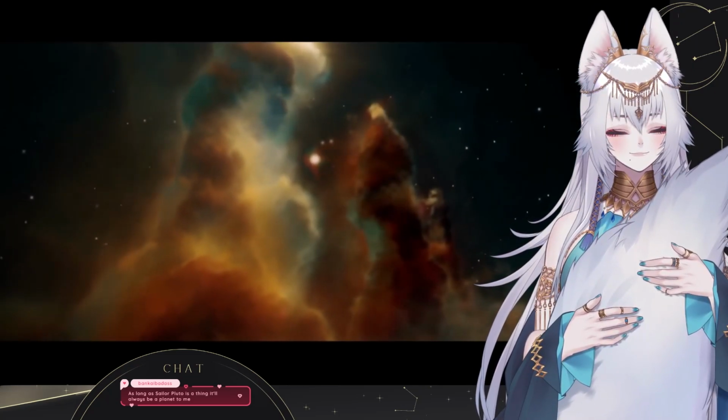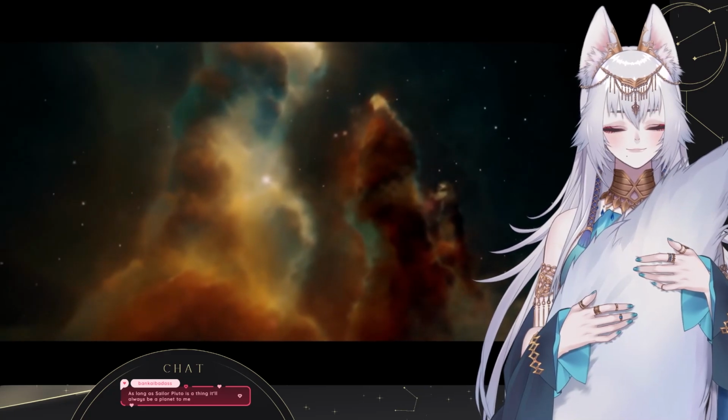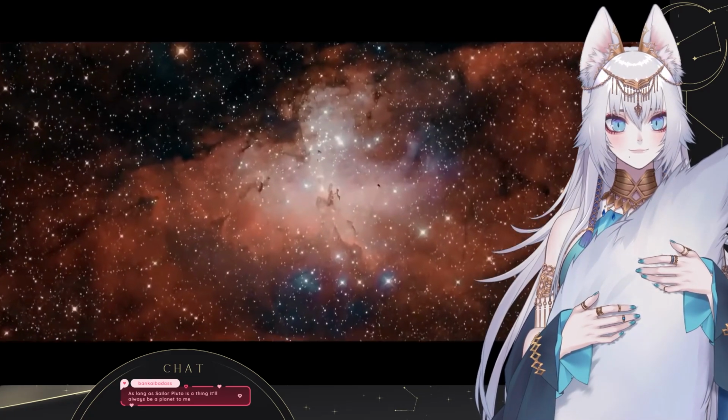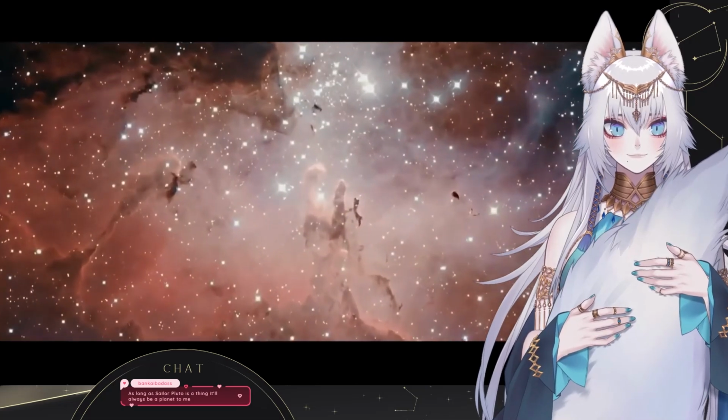Each pillar is over 5 light years long. That's about 48 trillion kilometers each. Everyone has seen these before. That's insane. However, they won't last forever.